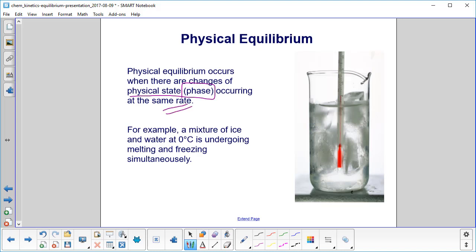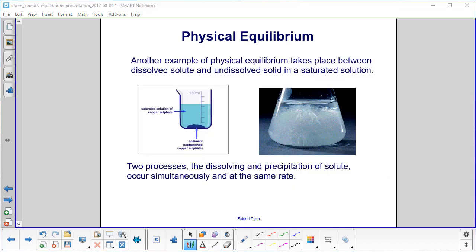For example, we have a mixture of ice and water at 0 degrees Celsius. That undergoes melting and freezing simultaneously. So that is physical equilibrium. Another example of physical equilibrium takes place between dissolved solute and undissolved solid in a saturated solution.